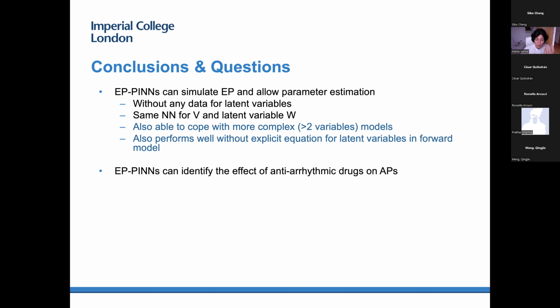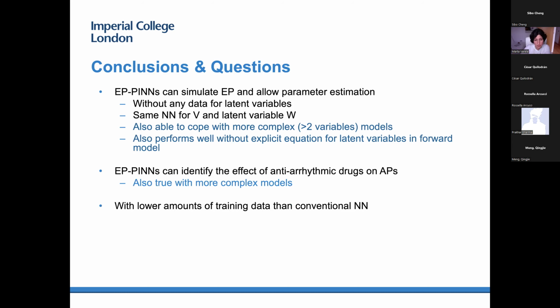I've also shown you how we can use it to work out the effect of antiarrhythmic drugs. And I've just said this also works well with more complex models. We use much lower amounts of training data than if you were to use a neural network without the PINN's loss function. But a detail of the PINNs is that it needs to be trained for every set of experimental data. The network itself doesn't know how to uncouple the equation from the data. It's all bundled up in the loss function.